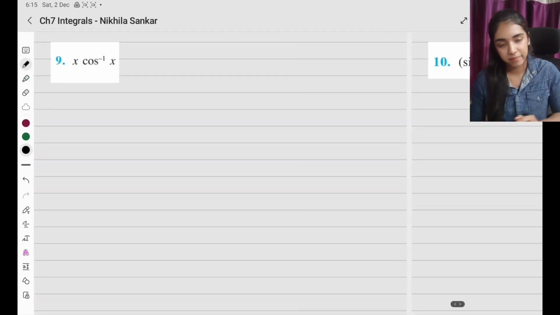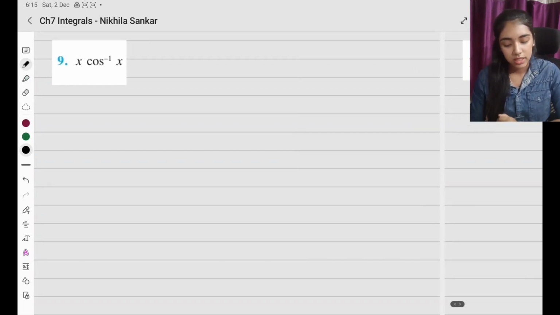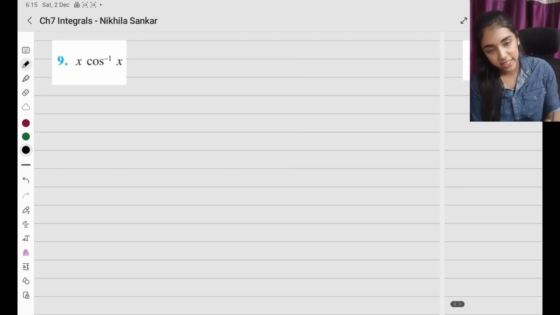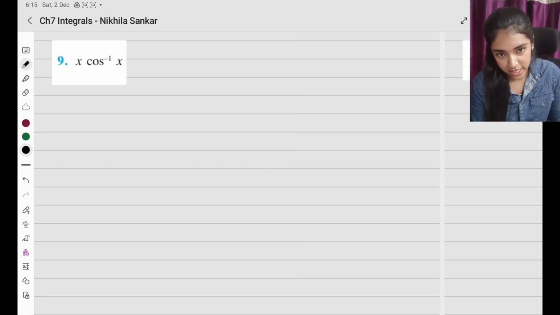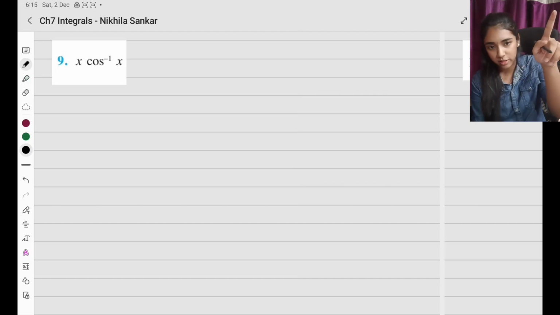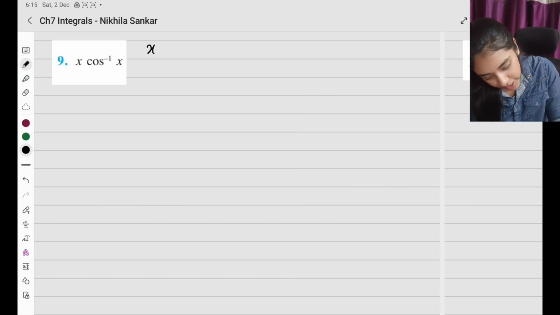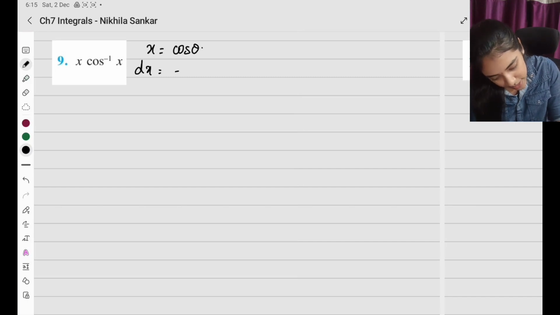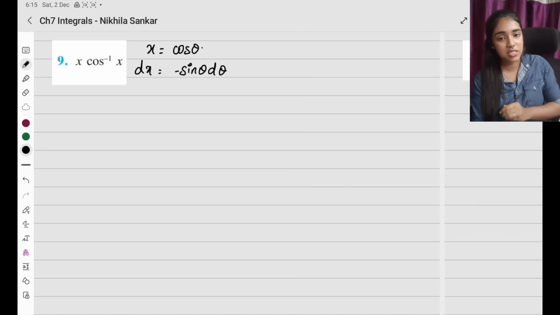Question number 9. Again, I have the inverse trigonometric function. So in the derivative of cos inverse of x, what do you get? You get minus 1 divided by square root of 1 minus x square. So you have a square root in the denominator. So what am I going to do? I'm going to take x equals cos theta. So dx equals minus sin theta d theta. I want my final answer to be in terms of x and cos inverse of x.